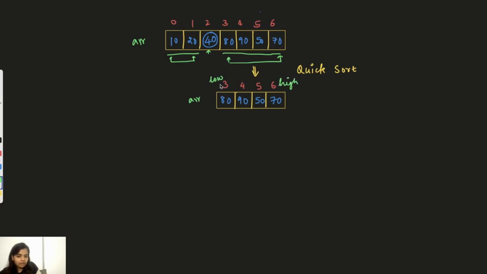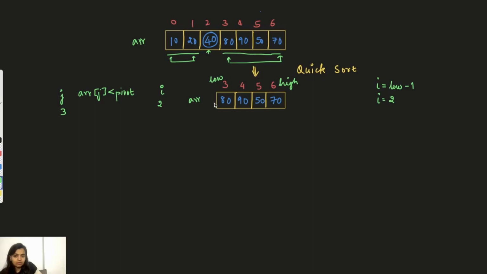And we will run the j loop from 3 to 5. So here we have our index j. And what do we check? If array of j is less than our pivot, and we'll have our I index. I will be what? Initially I will be low minus 1. Low is 3, so initially I will be equal to 2. I'll write that here. And j is initially 3.